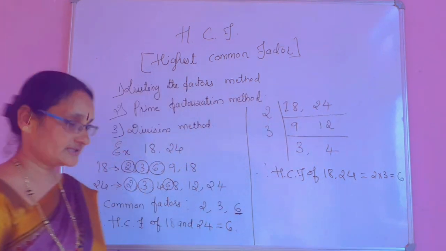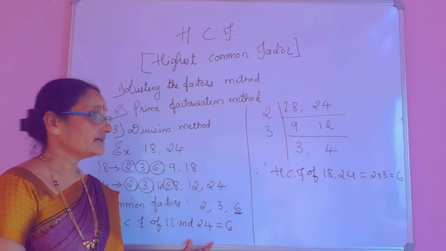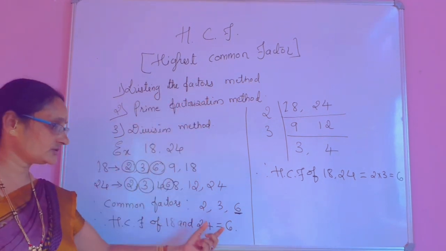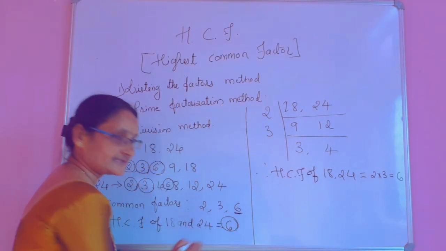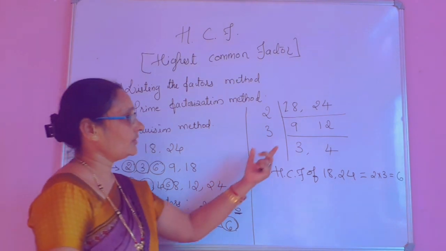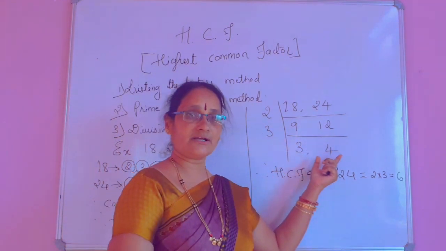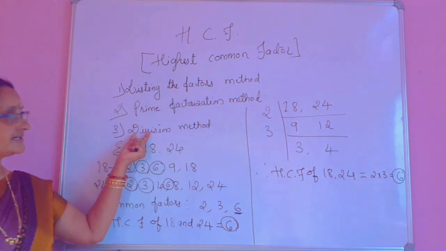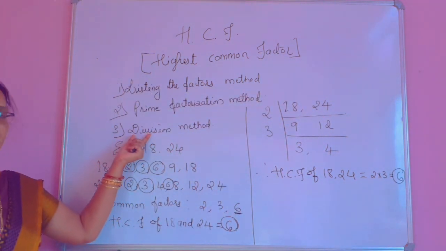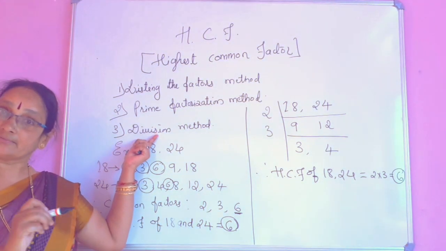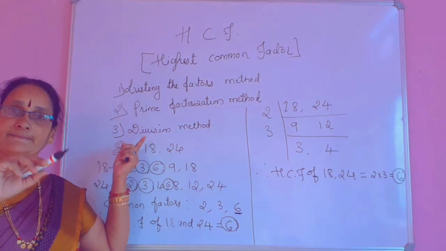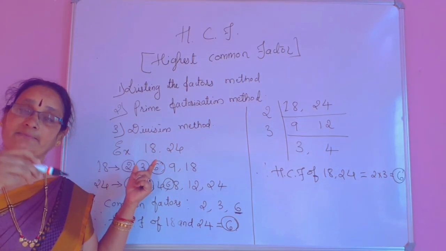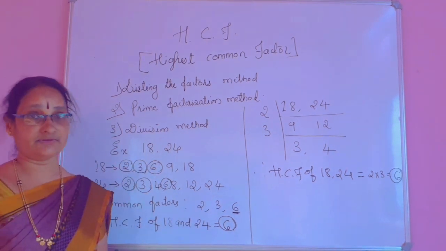Same answer we got. Even if I do the listing the factors method, I got the HCF as 6. Even if I follow the prime factorization method, I have got the same answer. Then the next method is division method. That method will not come in the basic maths. That you learn in the higher classes. I will come with that method in the next video.